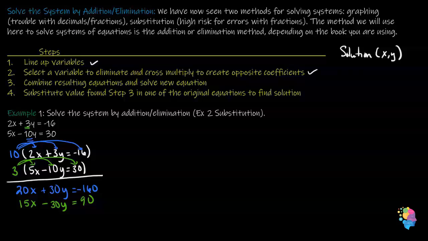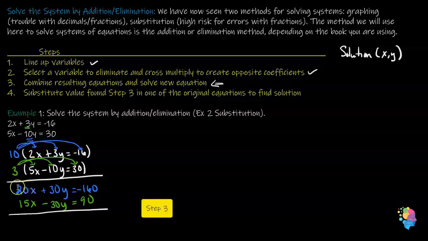Now we need to move to step 3, which says that we have to combine these resulting equations and solve the new equation. So let's combine them here. I'm going to combine here the x's. I have positive 20x and 15x, so 20 and 15 will give me 35x. Now I move to the y's. Since the y's have different signs, we subtract. So 30 minus 30 will go to 0, so the y's get eliminated. And on the right side, I have negative 160 and 90. Again, different signs. We subtract and keep the sign of the largest, giving us negative 70.